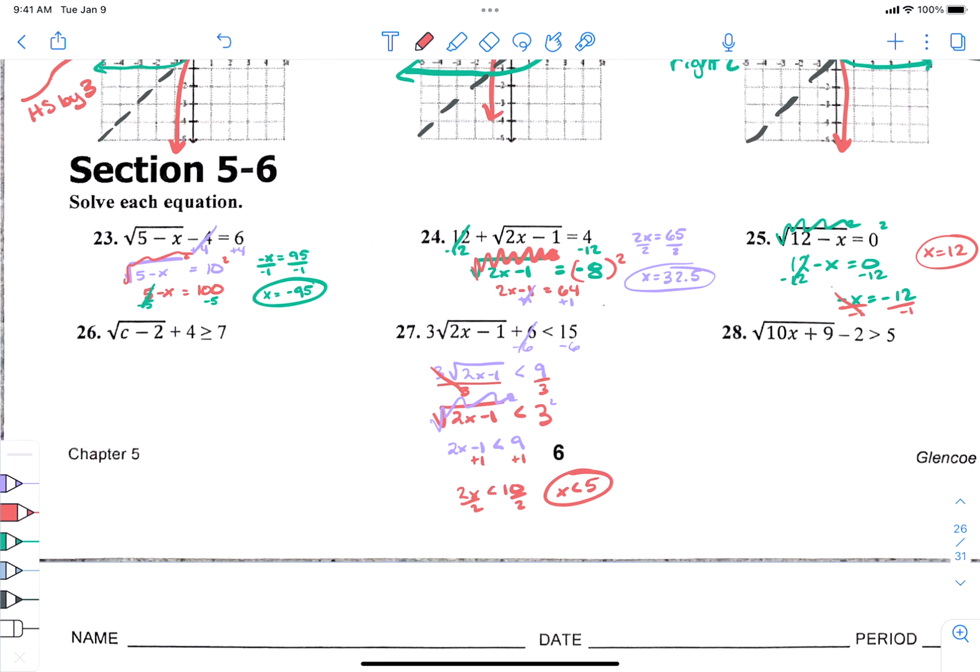Holy cow. This back half went fast. I guess the front half probably did too, but we had shortened periods yesterday, right? That's probably what happened.